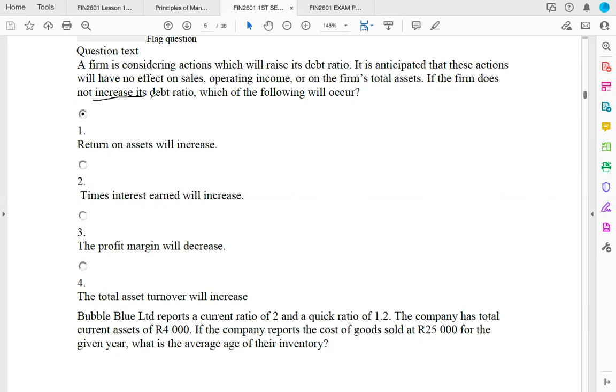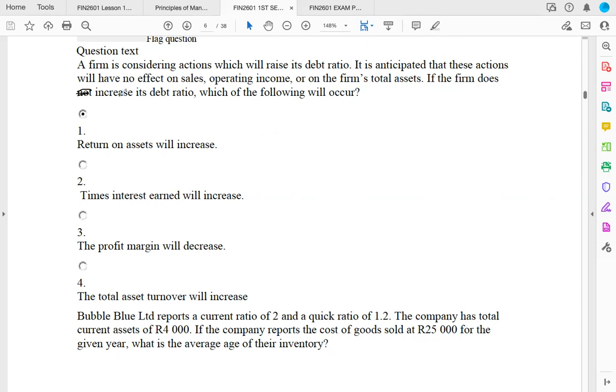If you decide not to increase the debt ratio, you're not changing anything. So you would assume that the correct answer should be that one of these things remains the same, right? So I think maybe there might have been an error here, whereby the question was supposed to say, if the firm does increase its debt ratio, which of the following is going to occur?